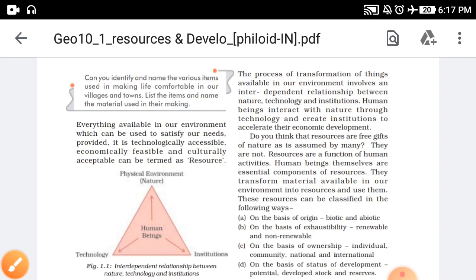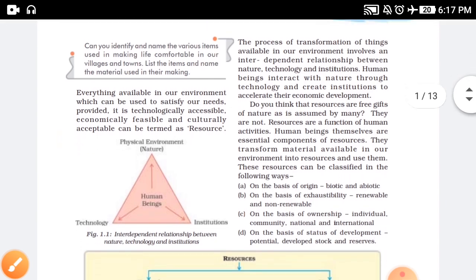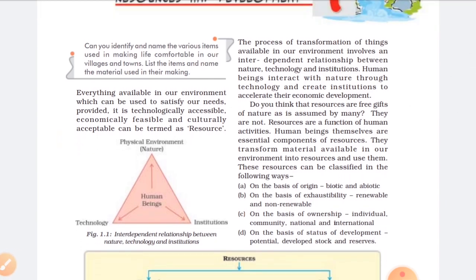Now, the process of transformation of things available in our environment involves an interdependent relationship between three factors, guys. Remember: nature, technology, and institutions. So, human beings interact with nature through technology and create institutions to accelerate their economic development.